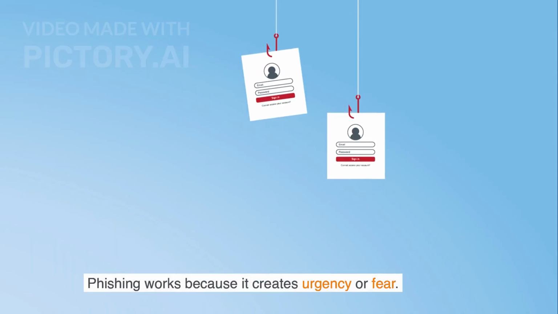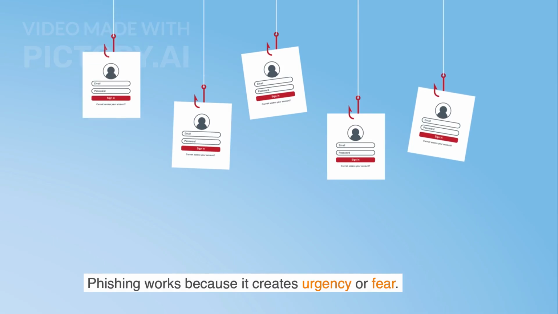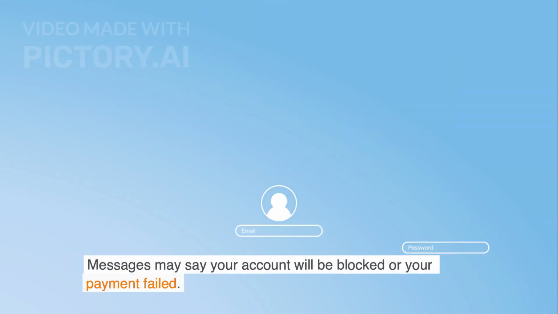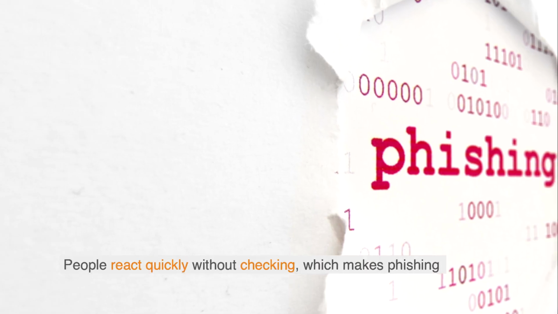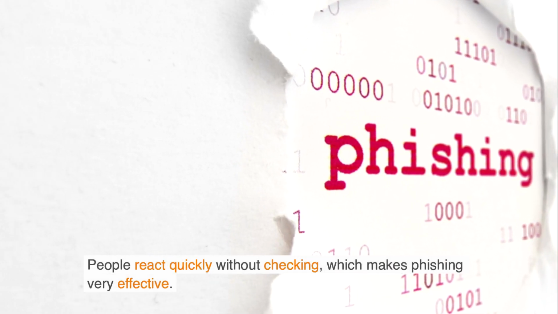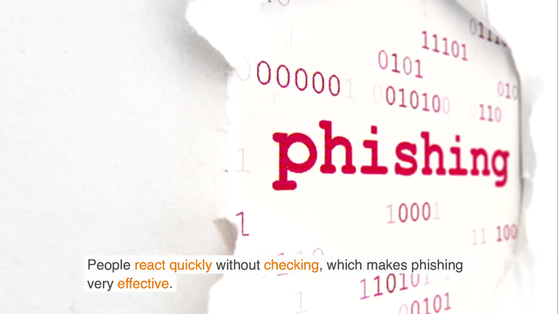Phishing works because it creates urgency or fear. Messages may say your account will be blocked or your payment failed. People react quickly without checking, which makes phishing very effective.